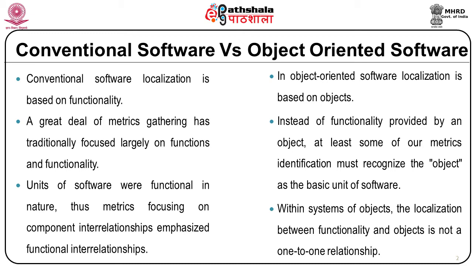In object oriented software, localization is based on objects. Instead of functionality provided by an object, at least some of the metrics identification must recognize the object as the basic unit of software. Within a system of objects, the localization between functionality and objects is not a one-to-one relationship.